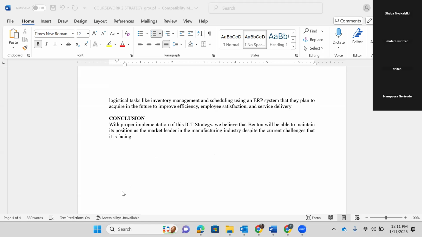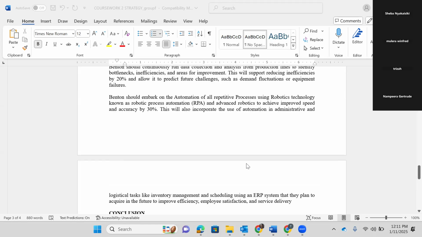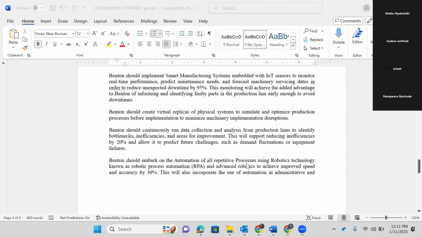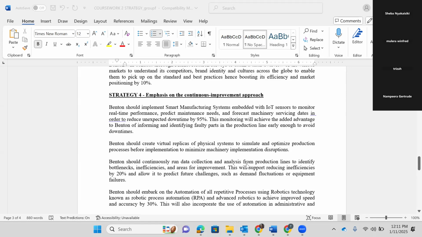Thank you, Doctor, and thank you, the team, for listening. Thank you so much. I really like your strategy. It is really well thought out, and you looked at the organization's actual objectives. If Benton was to look at your strategy, they may snatch yours and discard the ERP proposal. I think this has been well done. Thank you. You're welcome, Doctor. Thank you.